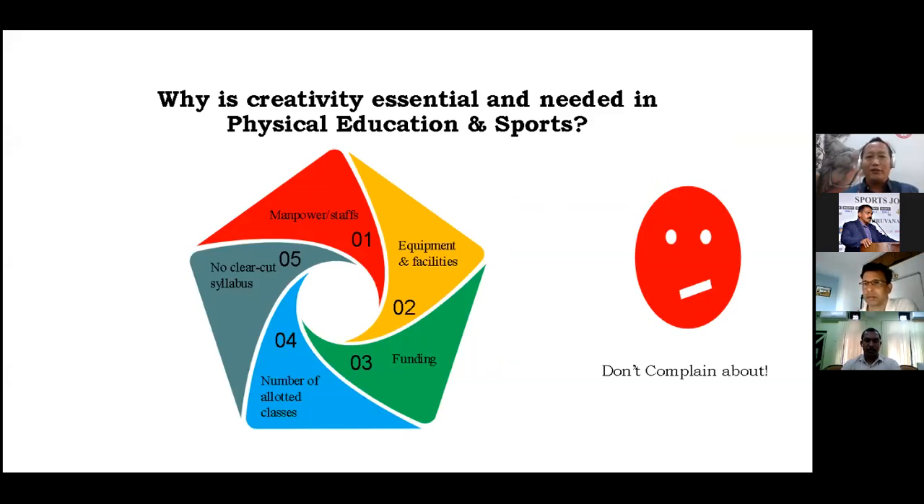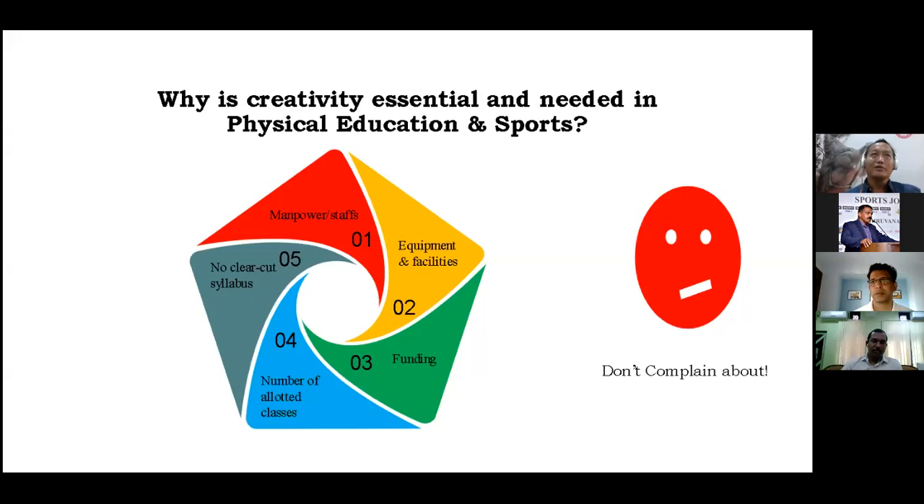I have listed 5 things here. I'll be talking briefly on these 5, but I know those physical education teachers who are working in schools will be able to add another 25. When we talk about the physical education situation in school, one thing you'll always find lacking is manpower. Almost every physical education teacher will say, I am the only one in the school, or we are just 2, taking care of more than 1,500. These are always the complaints. The manpower or staff is always lacking.